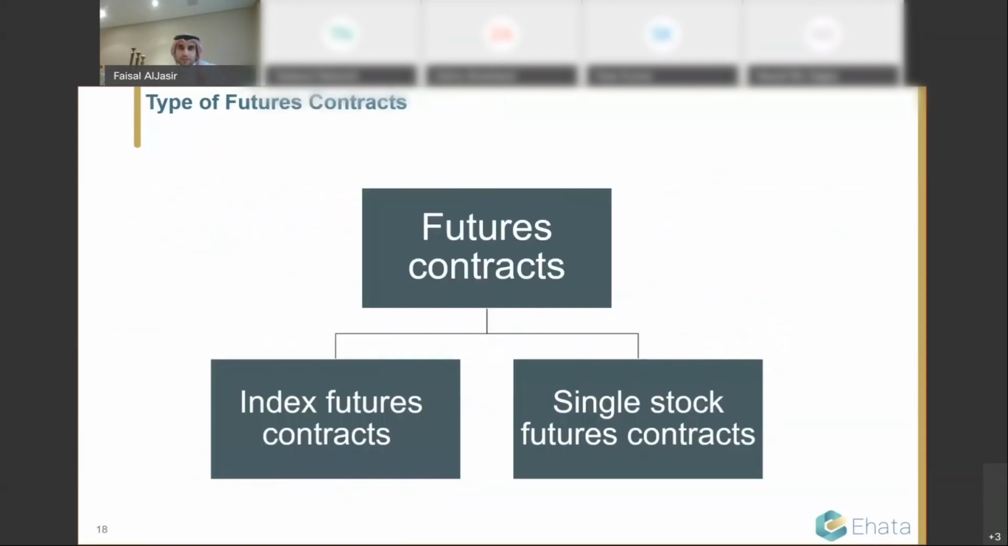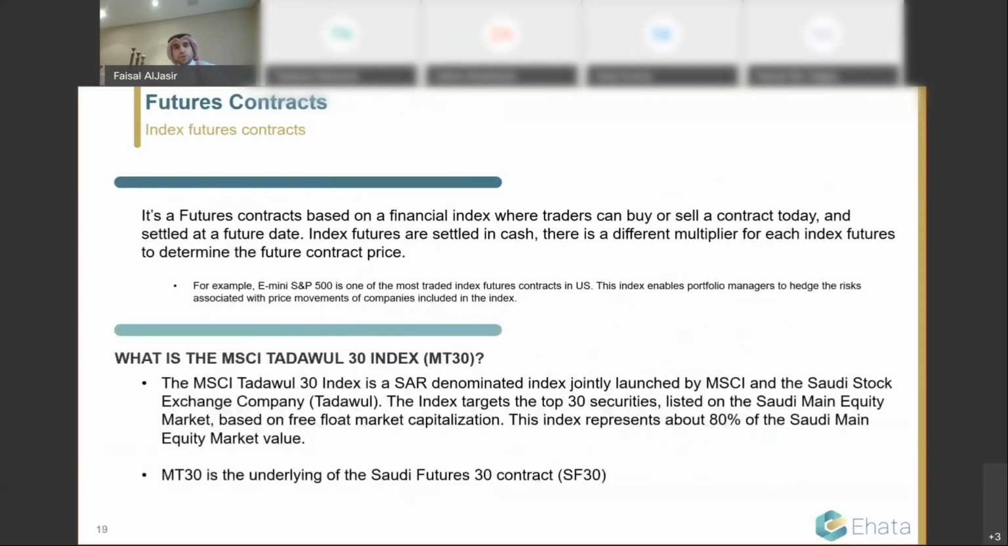So, the types of future contracts we will have here. We will be looking at index future contracts, which is the one that will be launched by Tadawul, and single stock future contracts. Index future contracts are future contracts that are based on a financial index, where traders can buy a contract today and settle it at a future date.